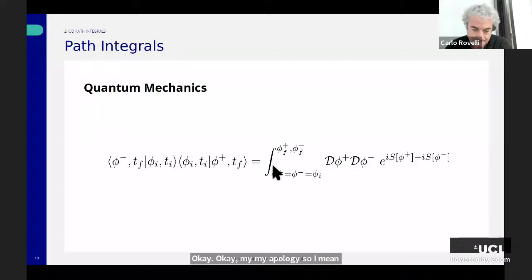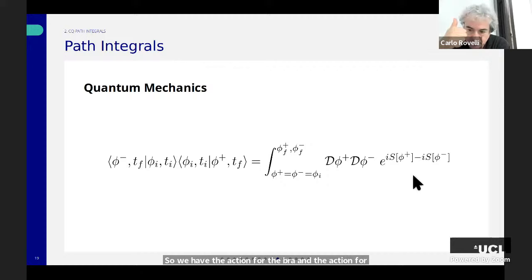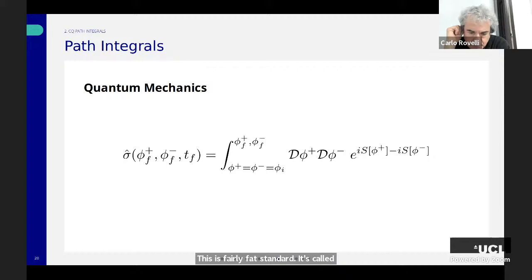And again, if we want to compute the density matrix, we have some initial state, but we sum over all paths. Here we can sum over the Bra paths and the Ket paths, and therefore arrive at a density matrix. So we have the action for the Bra and the action for the Ket. This is just a doubling of the degrees of freedom to get a path integral for the density matrix. This is fairly standard. It's called the Feynman-Vernon approach, or the Schwinger-Keldysh approach.